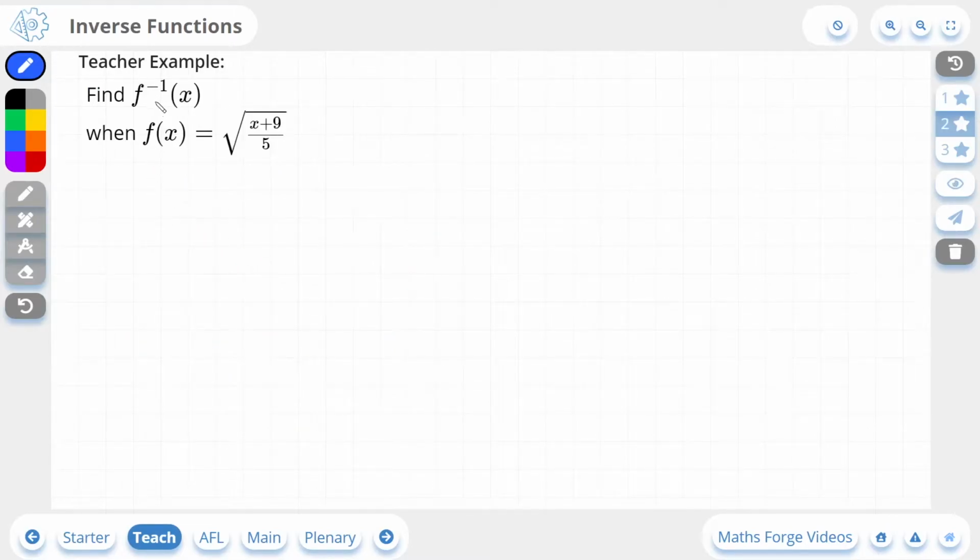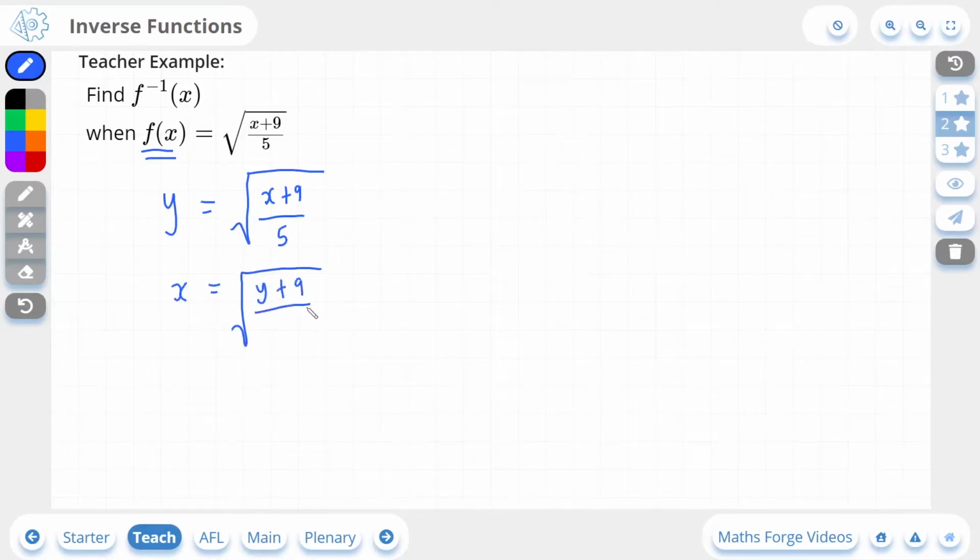Here we're being asked to find the inverse of f of x when f of x is equal to the square root of x plus 9 over 5. So step 1, replace your f of x with a y. This is going to give us y is equal to the square root of x plus 9 over 5. The second step is to swap the positions of the x and the y. So we're going to have x is equal to the square root of y plus 9 over 5. And the next step is to rearrange for y.